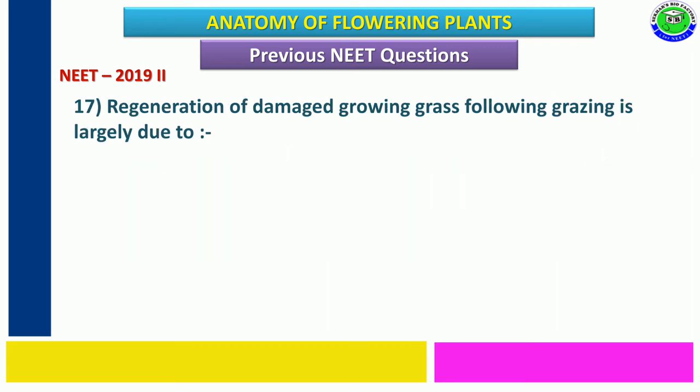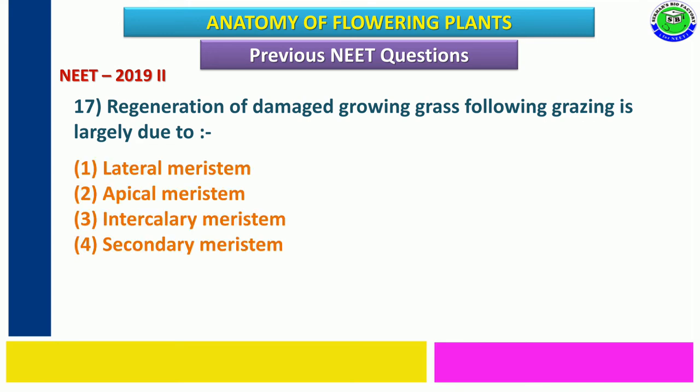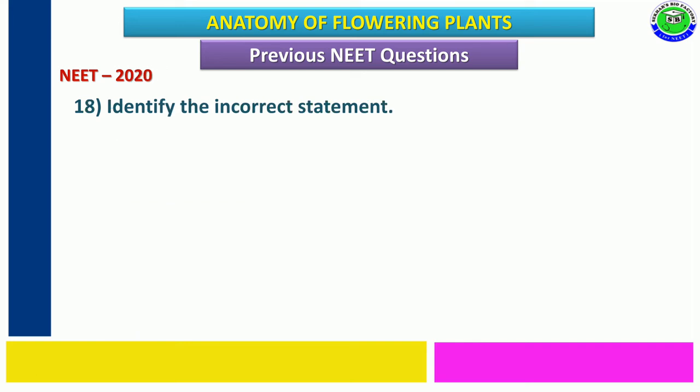Question number 17. Regeneration of damaged growing grass following grazing is largely due to, first option, lateral meristem. Second option, apical meristem. Third option, intercalary meristem. Fourth option, secondary meristem. In case of grass leaves, some of the grazing animals eat their leaf. At this time, the intercalary meristem present in between matured cells helps for regeneration of lost organs.